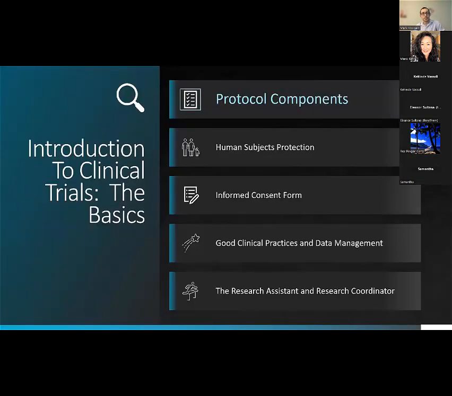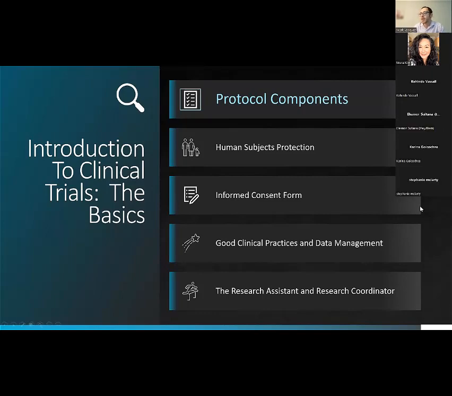It's just how much there goes into it. And now we get into our agenda. So we'll discuss certain protocol components, and I kind of squeezed a few together in some places. We'll talk about human subjects protection as it involves the participants and the researchers, informed consent form, good clinical practices and data management, and then we'll end with just some tips and hopefully helpful hints for the research assistants and research coordinators, as they're the backbone of most of our studies.